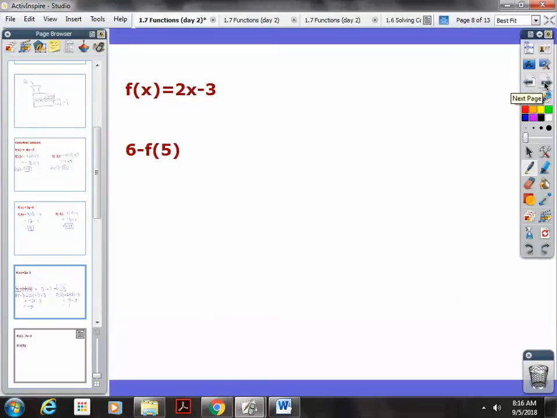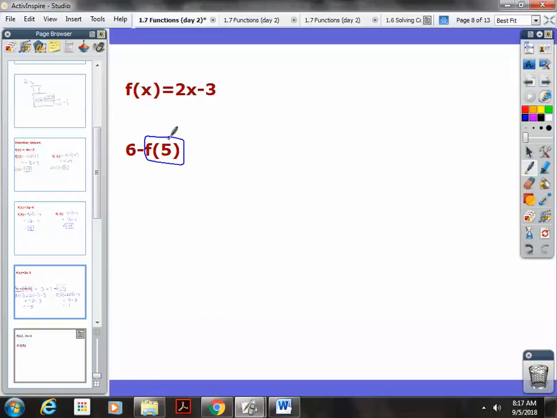Okay, so we're going to use the same function as a second ago, f of x equals 2x minus 3. This time we want to find 6 minus f of 5. So we're first going to calculate f of 5, and then what are we going to do with that answer? Subtract it from 6. Not minus 6, but take that answer from 6.